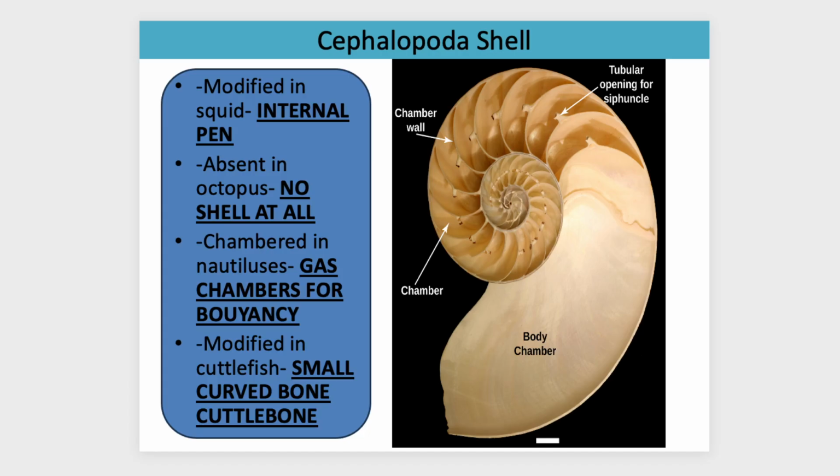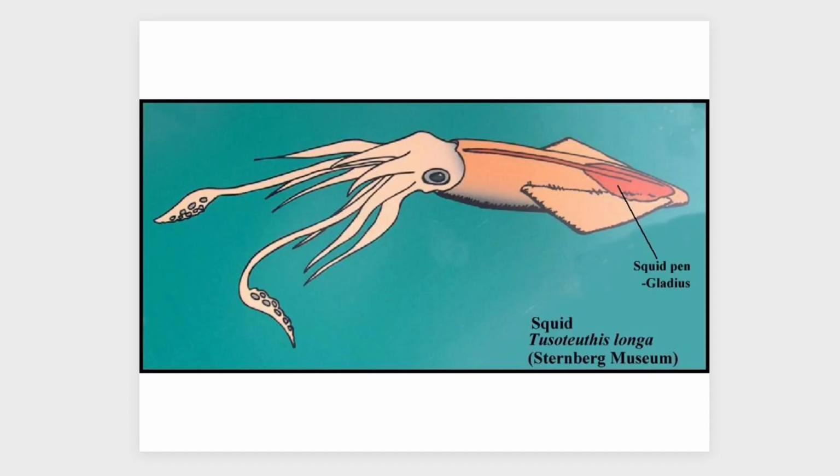And in the nautilus, it has a chamber that holds a gas, and that allows it to adjust its buoyancy or level in the water. In cuttlefish, they actually have a small curved bone that is called a cuttle bone, which is where they get that name from. So for example, with the squid, you'll see it has this pen in its region here.